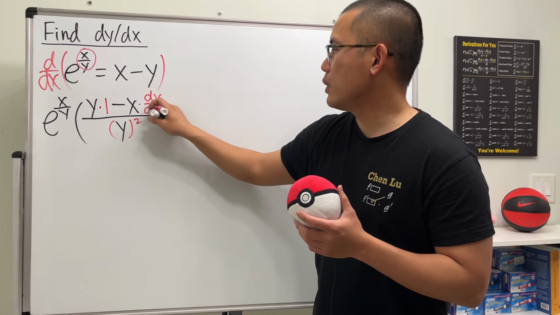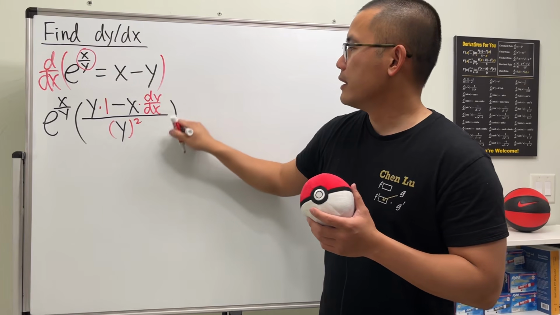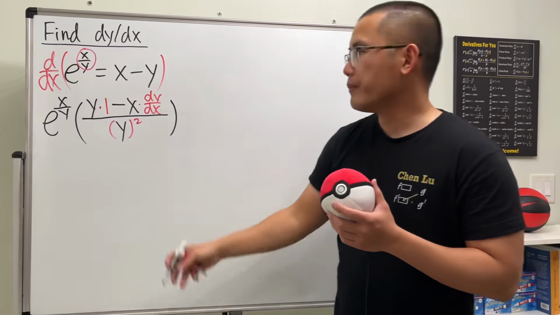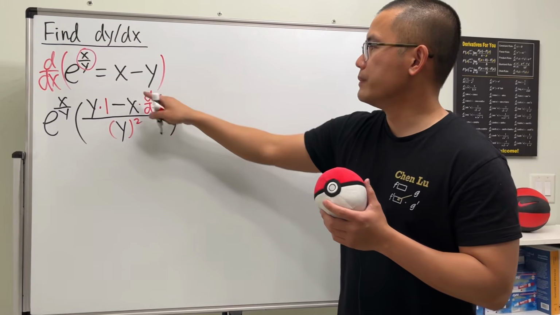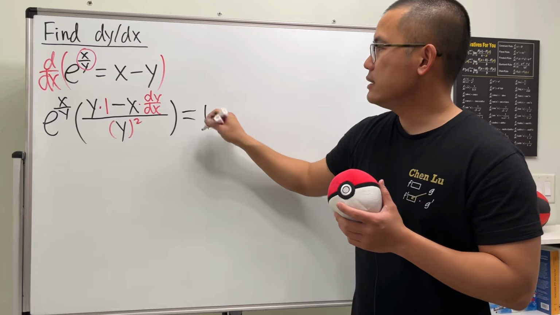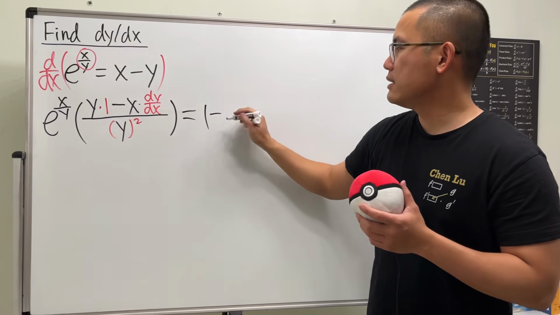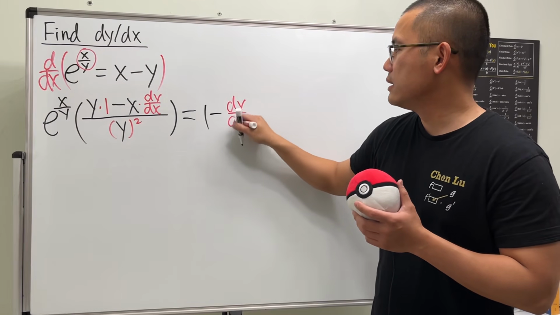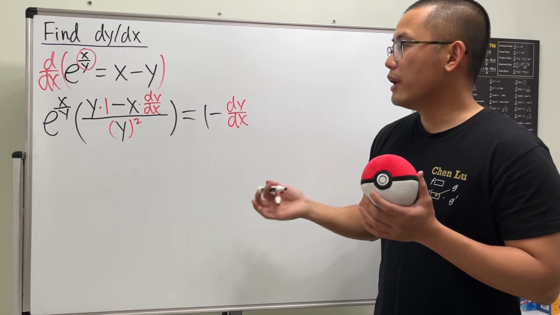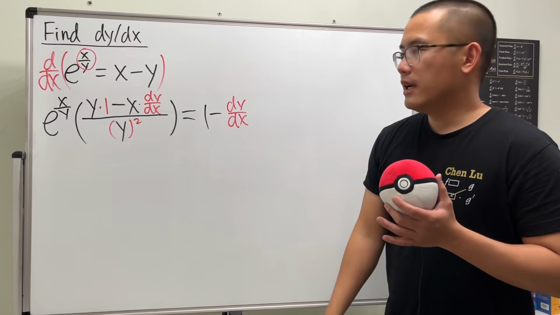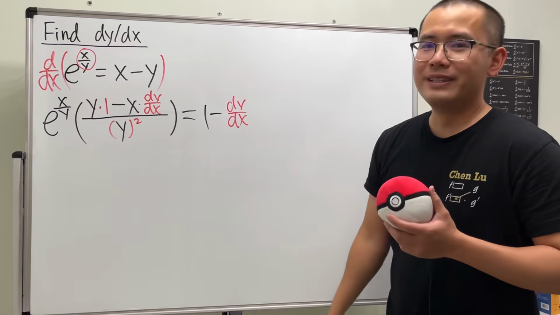We have that dy/dx. So that's it for the left hand side. And now for the right hand side, this is equal to derivative of x is 1. Derivative of minus y is minus dy/dx. So that is what we have. And now what's next though?